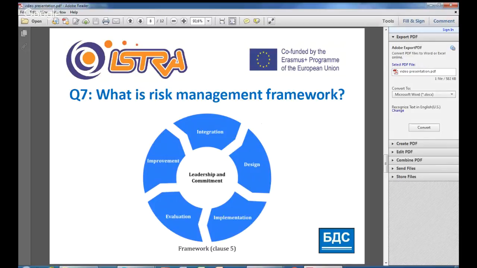Define and endorse policy to establish the risk management approach, plan, or course of action. Align risk management objectives with the objectives, strategies, and culture of the organization. Assign accountabilities and responsibilities at appropriate levels within the organization. Ensure that the necessary resources are allocated to risk management.